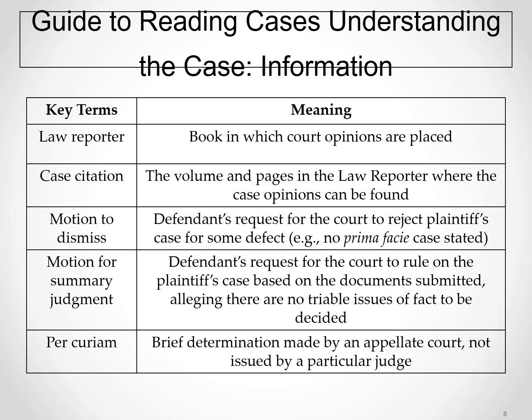We have law reporters, the books that you'll find the opinion in, and the case citation, the volume and pages where you'll find it. Then there are motions that you might see. A motion to dismiss requests that the court reject the plaintiff's case for whatever reason. A motion for summary judgment is a request to rule on the case based on what's been submitted, alleging that we don't have any big issues of fact that need to be decided. Per curiam is the brief determination made by the appellate court, not issued by a particular judge.